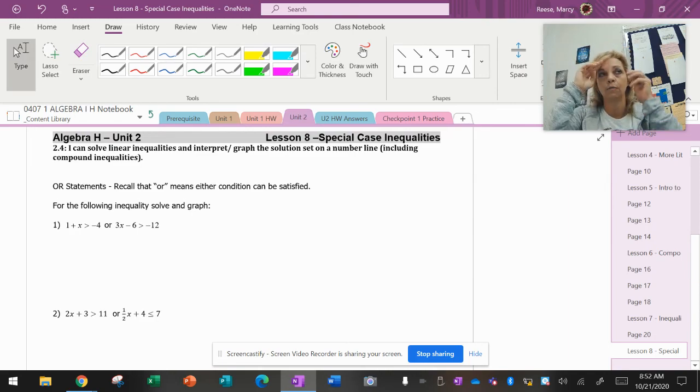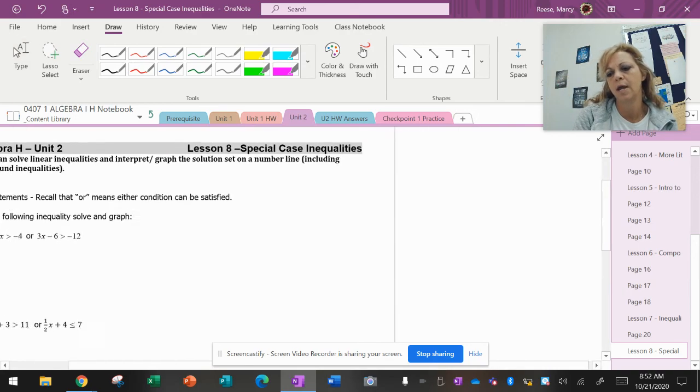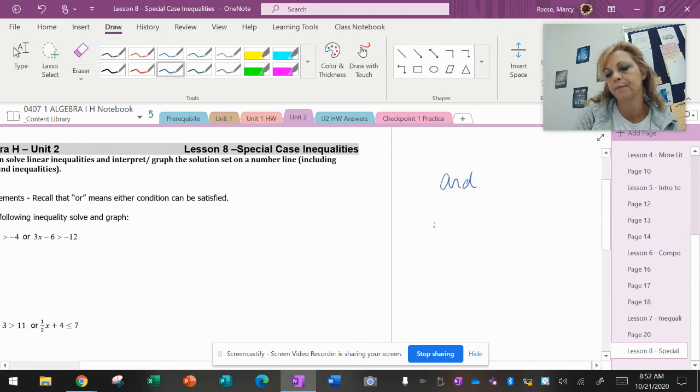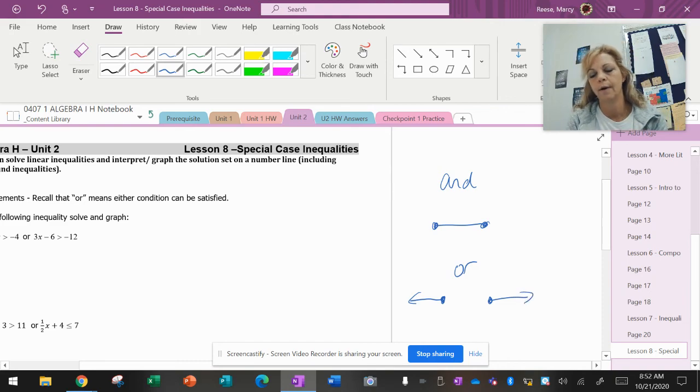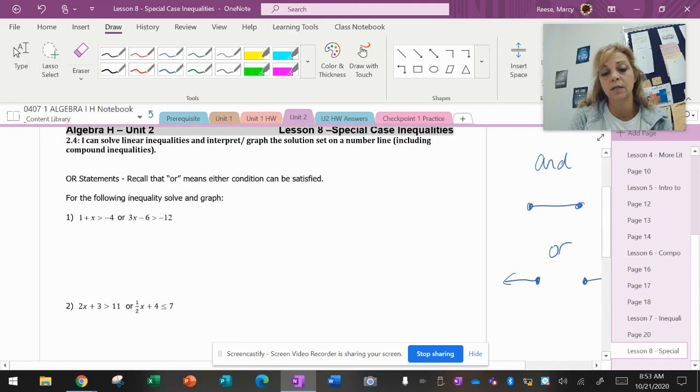So what we talked about with compound inequalities is we always said that if it's an and, it's going to be like towards each other. So the and statements, like we just did, would be anything like that. And the or would be going in opposite directions, whether the dot is closed or open, depending on whether it includes it or not. So those are the traditional situations, but there are special cases.